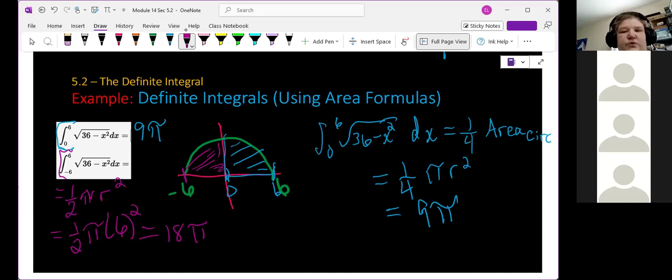So in Cal 2, you're going to start to look at some weird areas and then you're going to start to do some crazy things with them, like rotate them to make volumes. But the first part is really linking this idea of the integral, the definite integral from A to B, is the area under the curve from A to B of whatever the formula inside the integral is.